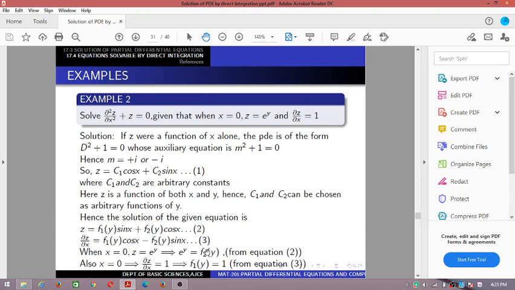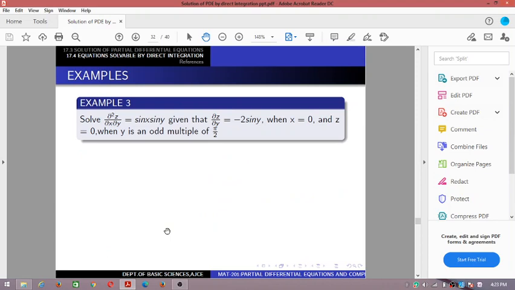We have got the values of the arbitrary functions f1(y) and f2(y). Let us substitute in equation 3 to get the solution. Sorry, not in equation 3, in equation 2 to get the final solution, that is z = 1 into sin x + e^y into cos x.